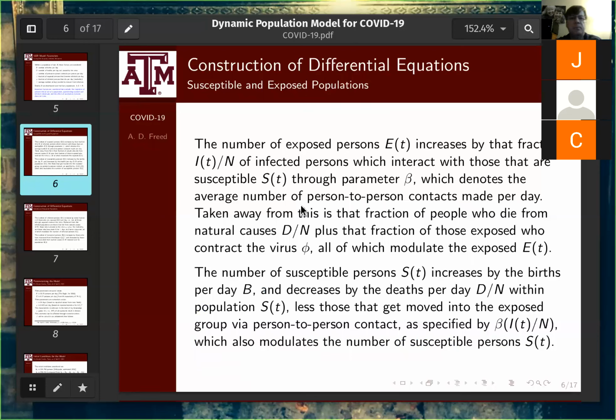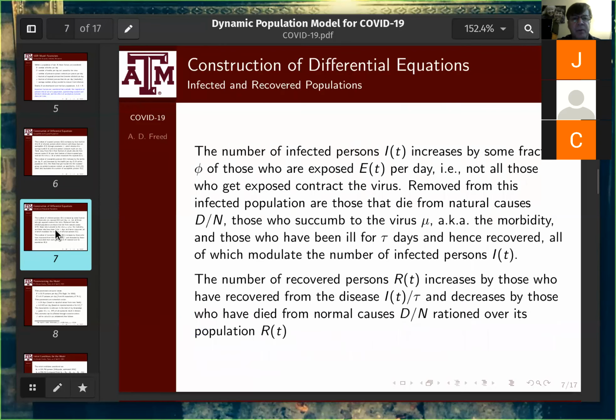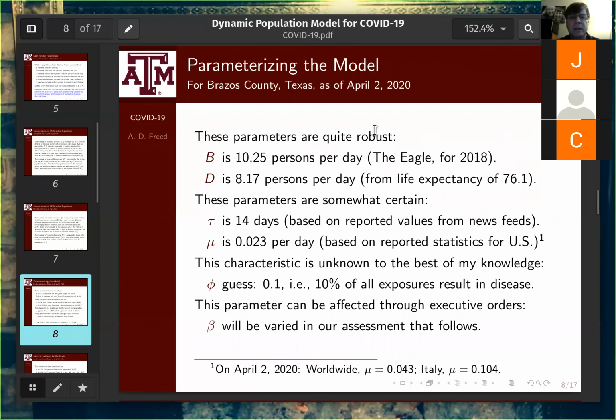So the next 2 slides basically talk about the four differential equations and put words around them. I've already done that. So you can go through those and look at them at your leisure, or if you're trying to figure something out, you can always ask me questions too.